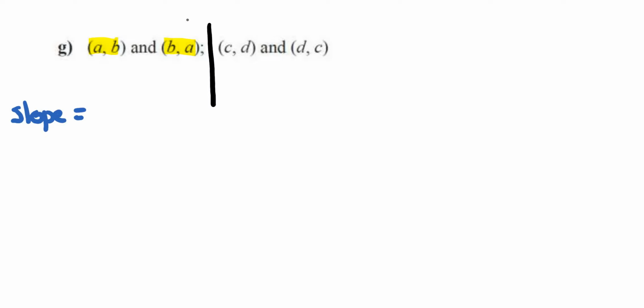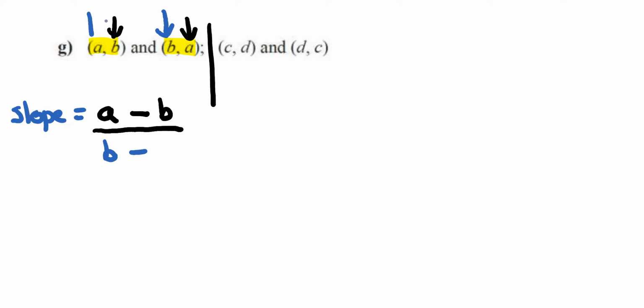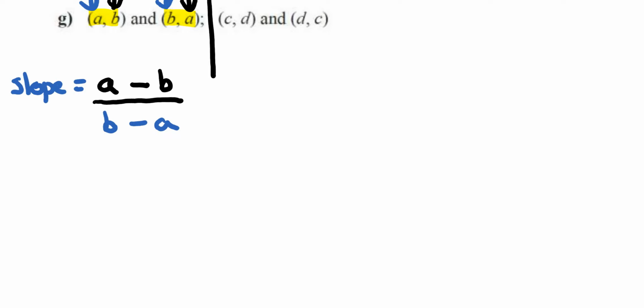Now the value of y2 is going to be a, so this will be a minus the value of y1, which is going to be b, so a minus b, divided by the value of x2, which is b, minus the value of x1, which is a. All right, so a minus b over b minus a. Now we have to do a little bit of algebra here. So this is a minus b divided by.